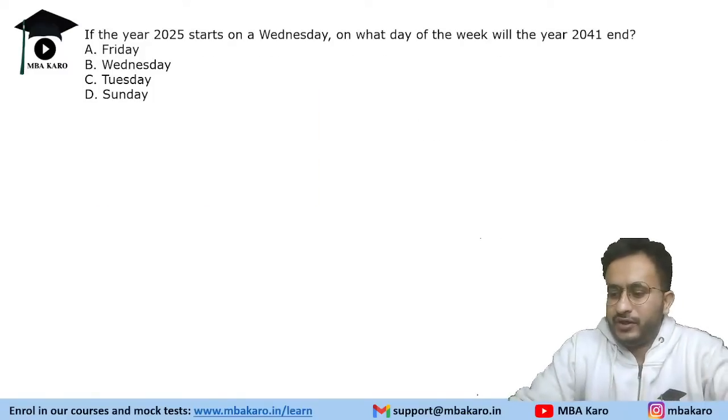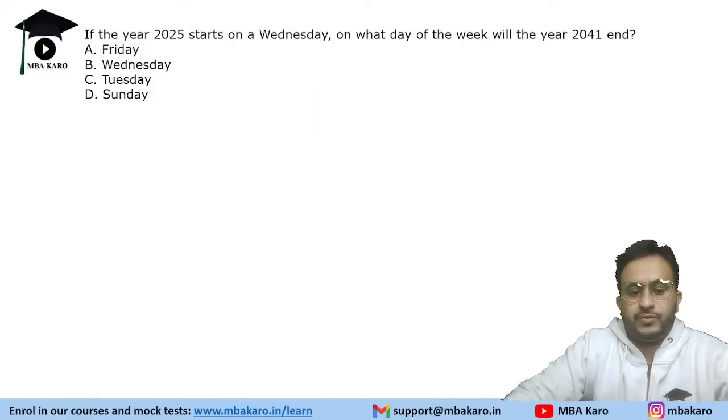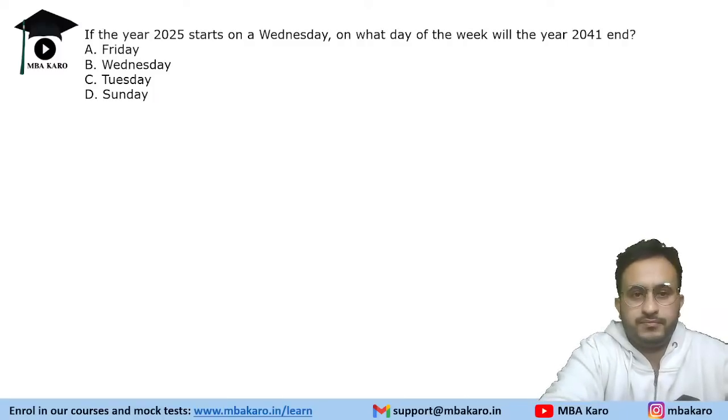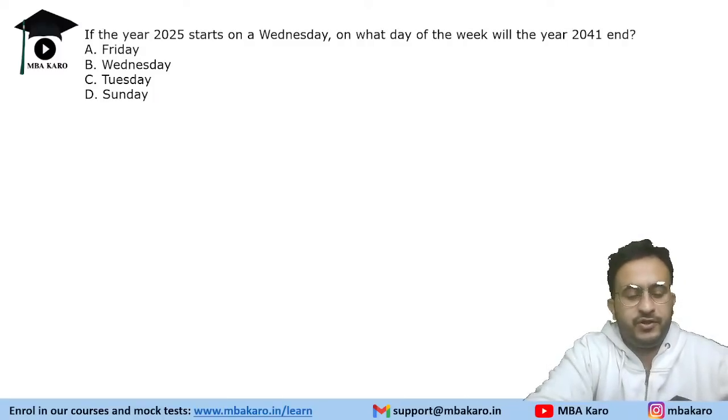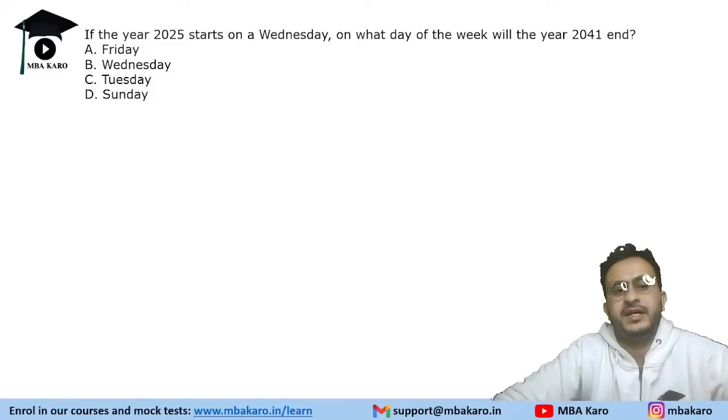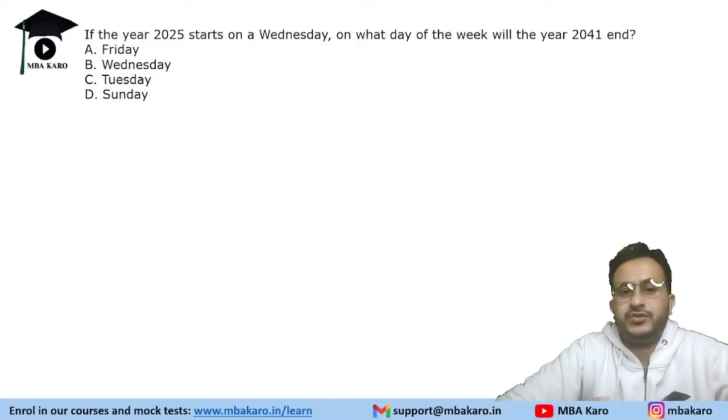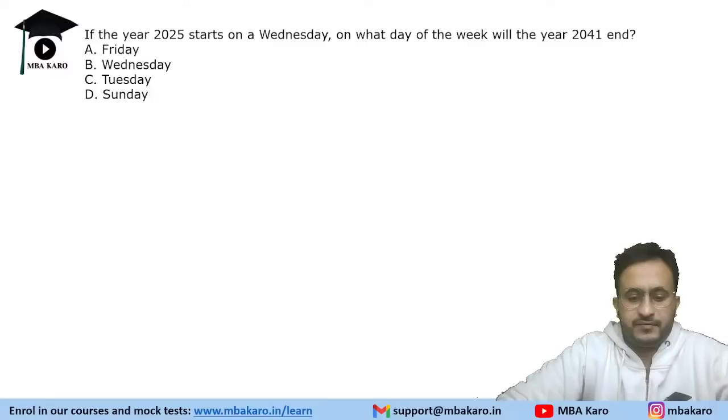Okay, so clock and calendar. One of the favorite topics of SNAP. You can expect one or two questions from each of these topics. If the year 2025 starts on a Wednesday, on what day of the week will the year 2041 end?